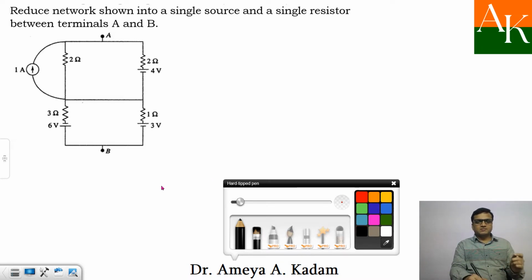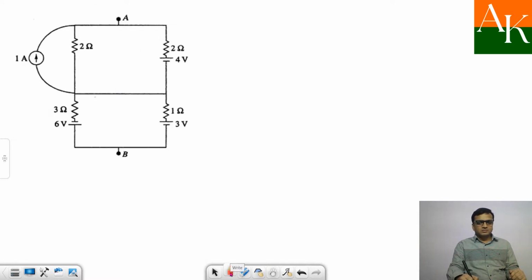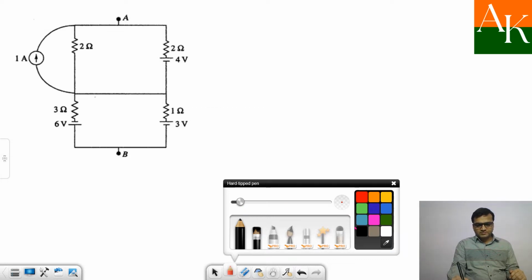Voltage source with the series resistance, this will be the first option, and another option will be current source with a parallel resistance. Now before solving this numerical, if you see here there are 3 voltage sources, 1 current source and 4 resistances. So which transformation has to be done? For that we have to develop a strategy, taking this diagram and doing a rough work over here.